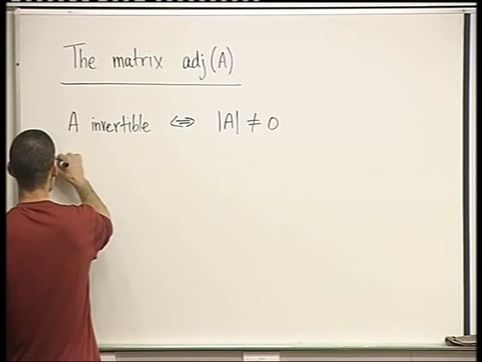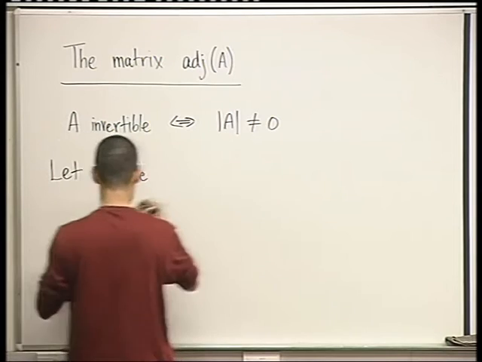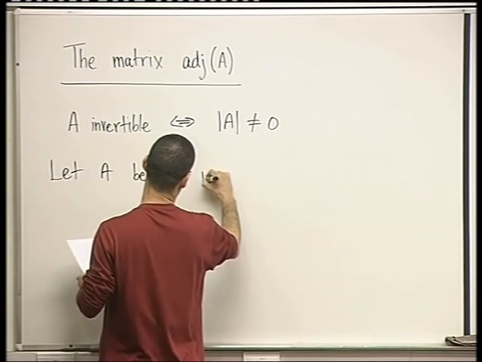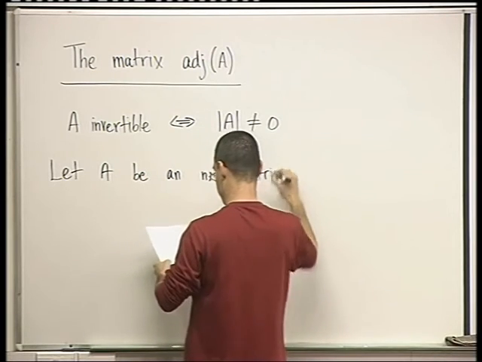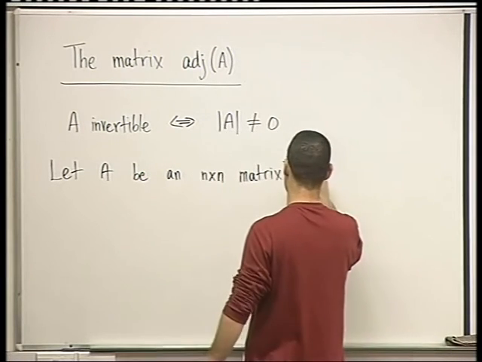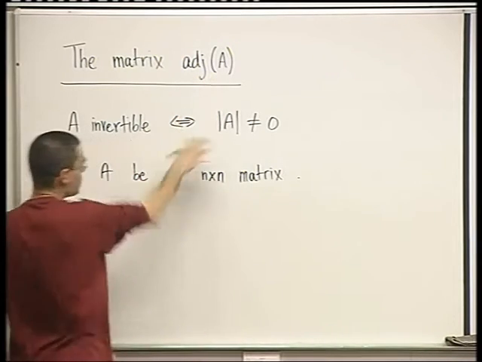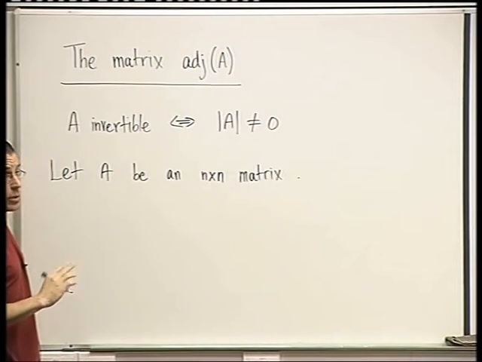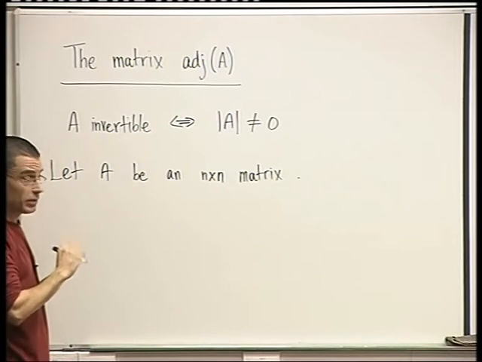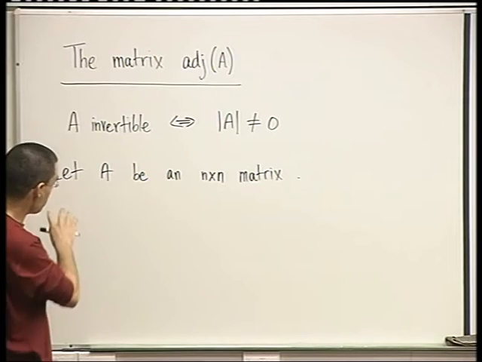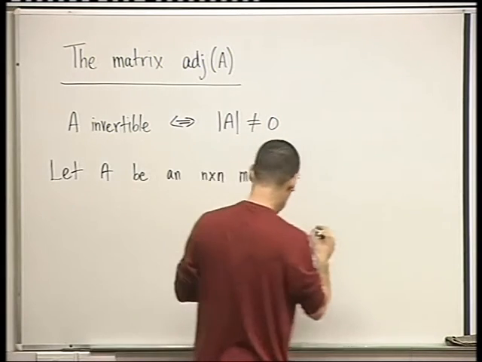So let A be an n by n matrix. And the construction of Adj A does not depend on the fact that the determinant is 0 or not. The statement about constructing A inverse is. Okay, so we'll see it in a minute. So I'm starting with any square matrix, n by n matrix.